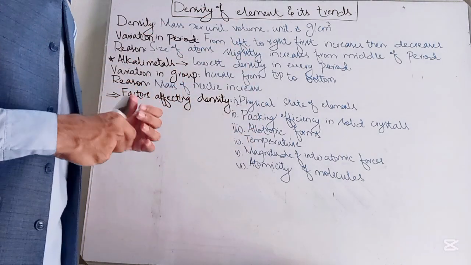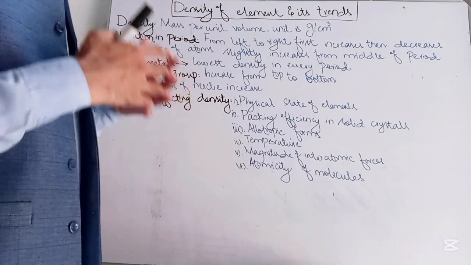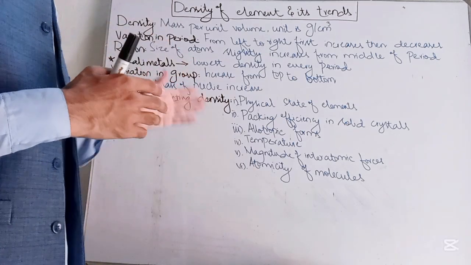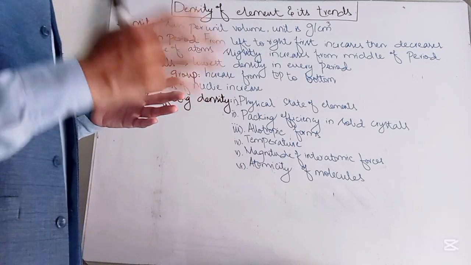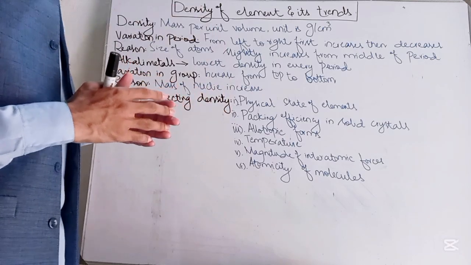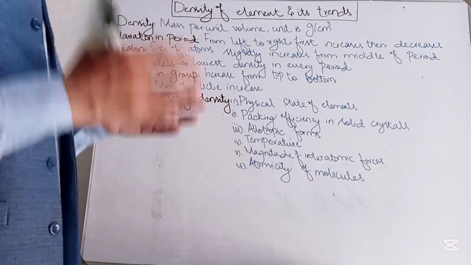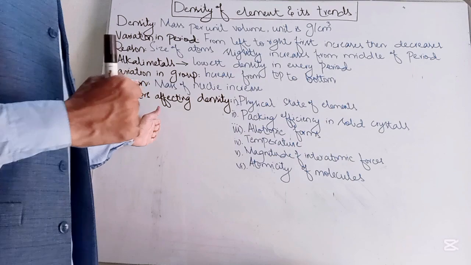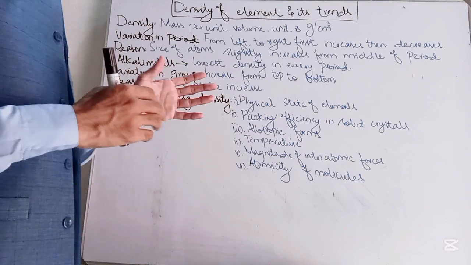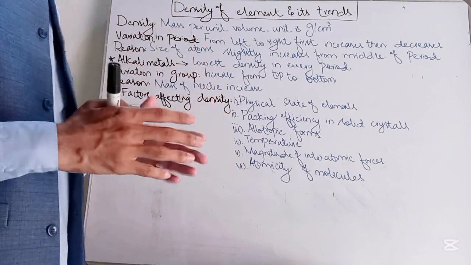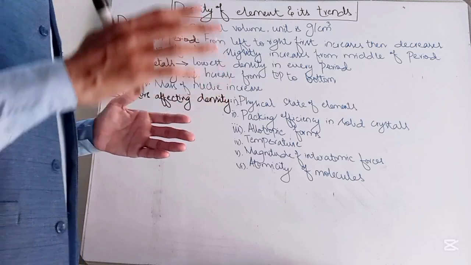And if we talk about the density values in all the periods, alkali metals lie at the minimum of the density. It just means that the alkali metals have the lowest density in any period, because the alkali metals have the greatest size in their respective period, so their density is minimum.